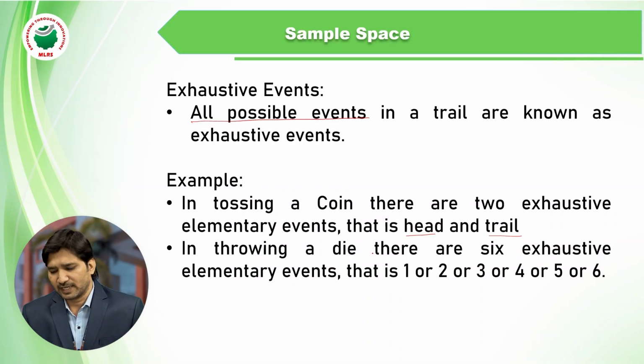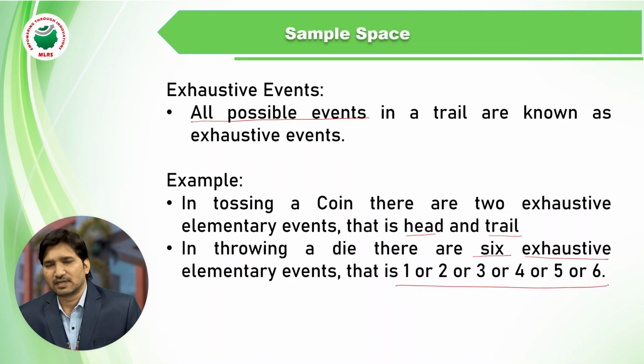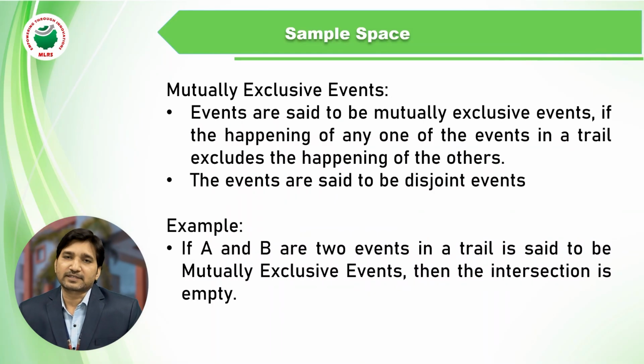In throwing a die, there are 6 exhaustive elementary events, that is either 1 or 2 or 3 or 4 or 5 or 6. These 6 are exhaustive events. Next, mutually exclusive events.